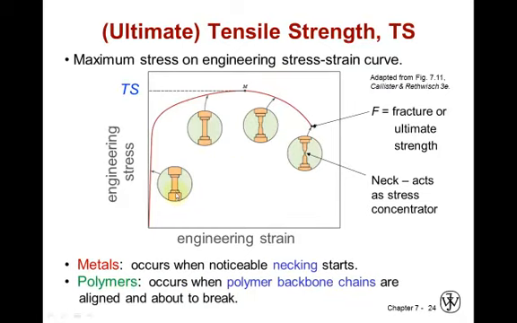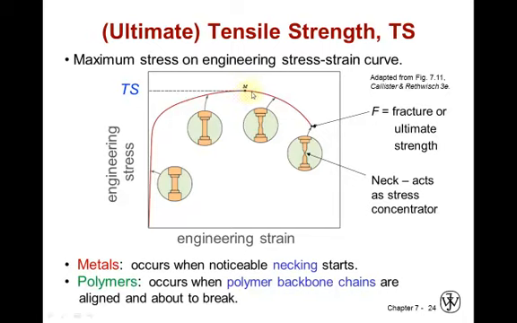As a sample is loaded, this graph shows what a ductile sample will look like. This is engineering stress versus engineering strain. Here's our elastic range. As the load gets higher and higher, notice how it goes from shorter and thicker to longer and narrower. Up at the top here is the tensile strength.